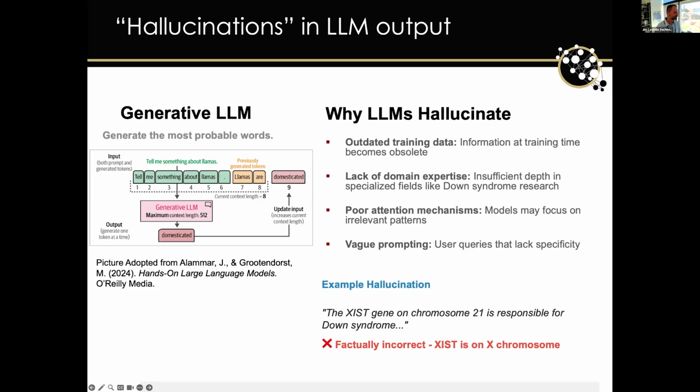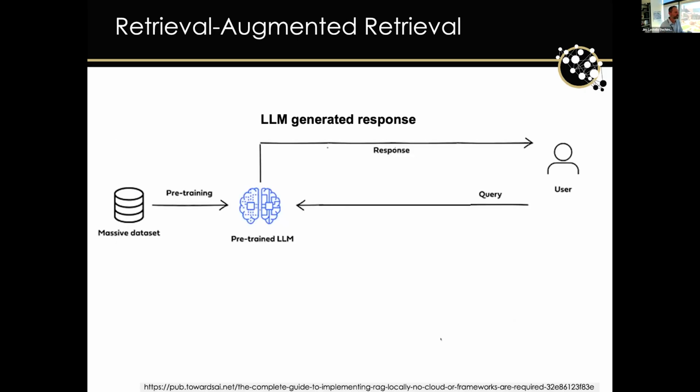So an example would be like, the XS gene on chromosome 21 is responsible for Down syndrome. Well, that's factually incorrect because we know the XS is in fact on the X chromosome, not on chromosome 21. So this would be an example that is structurally correct. It looks like a reasonable statement, but is actually a false statement based on the actual biology.